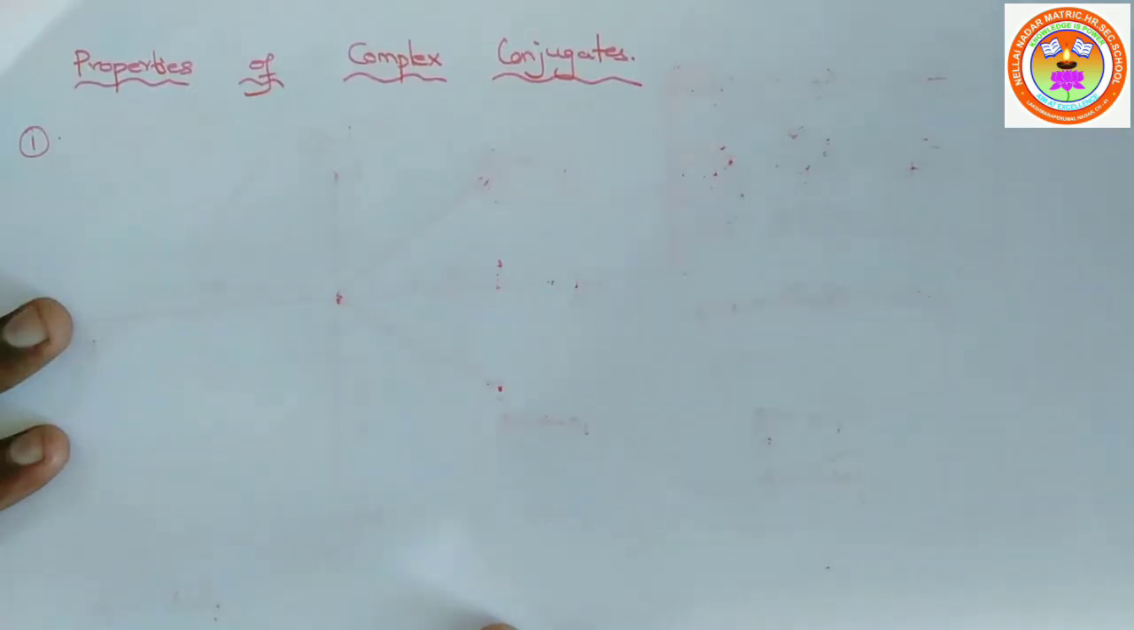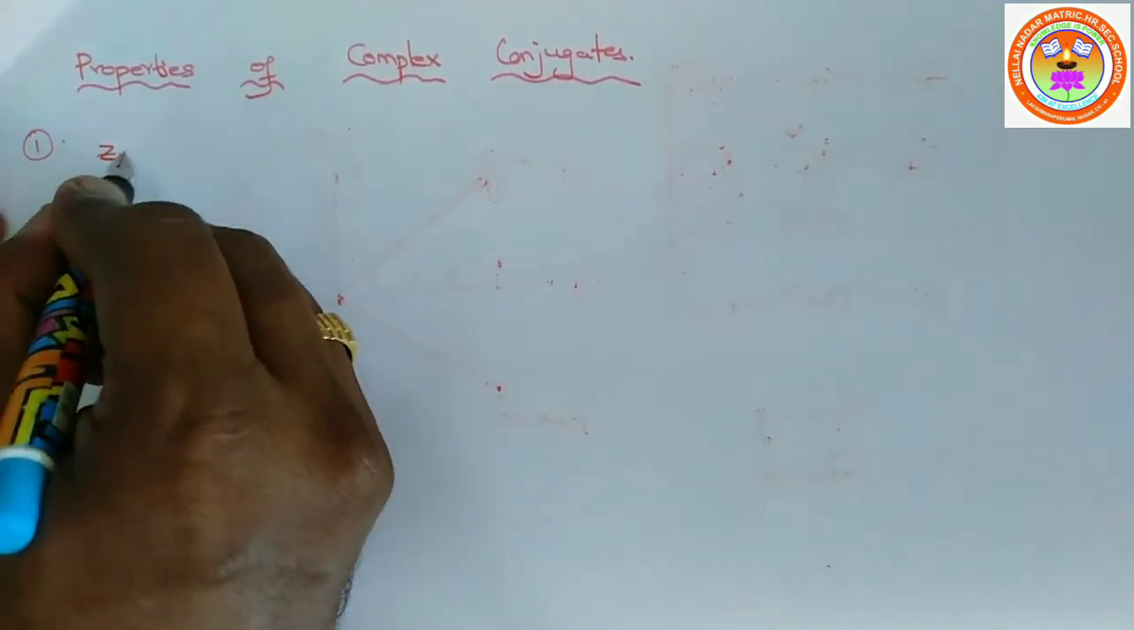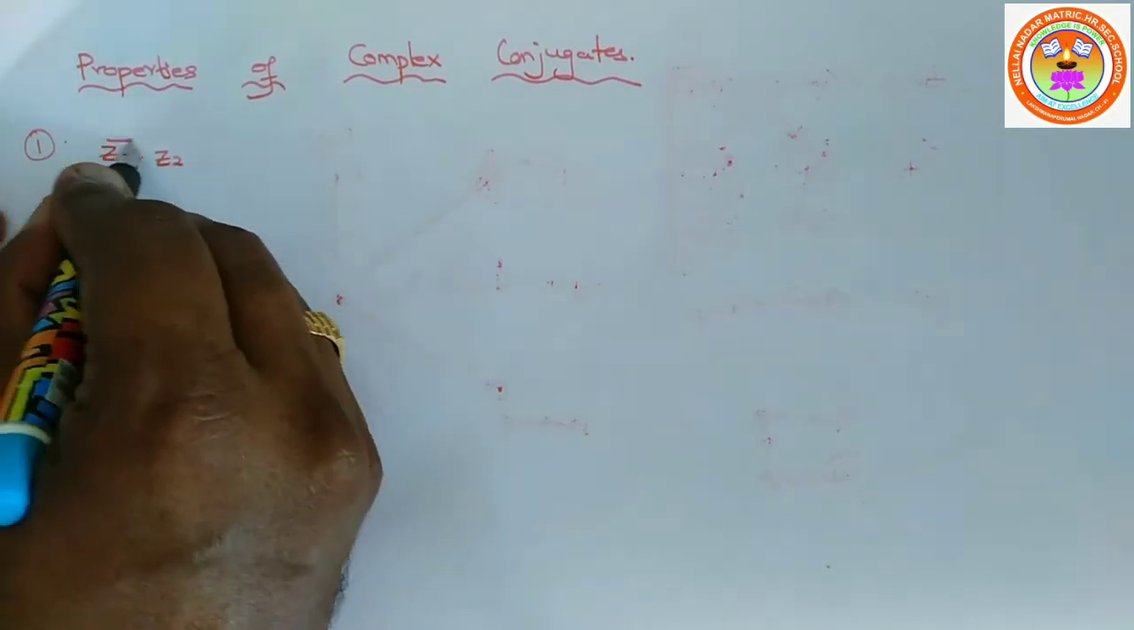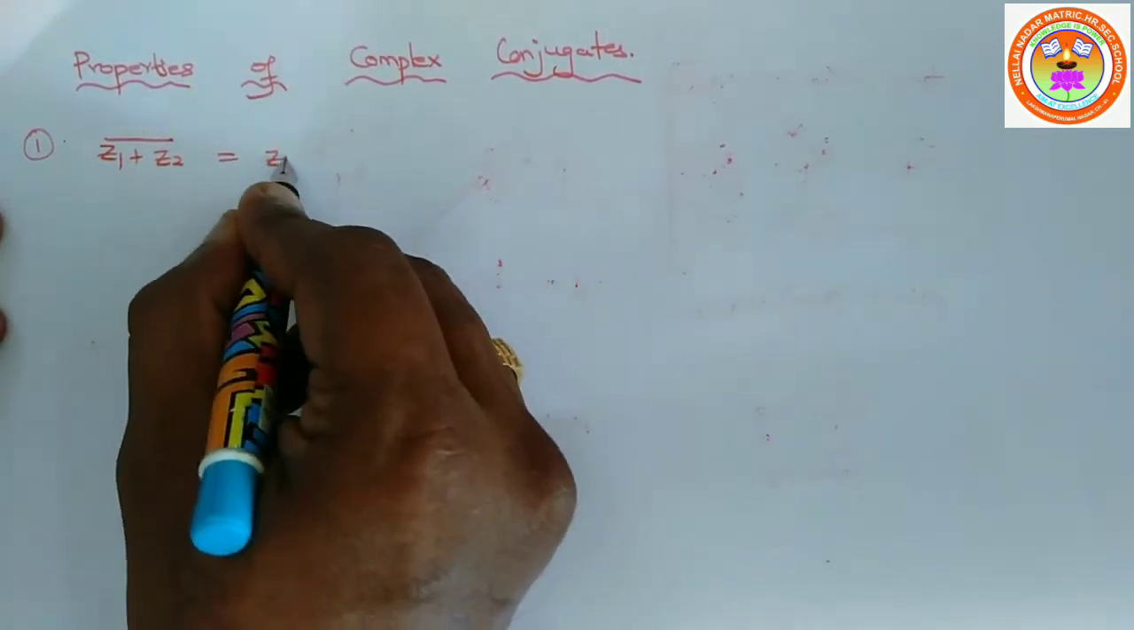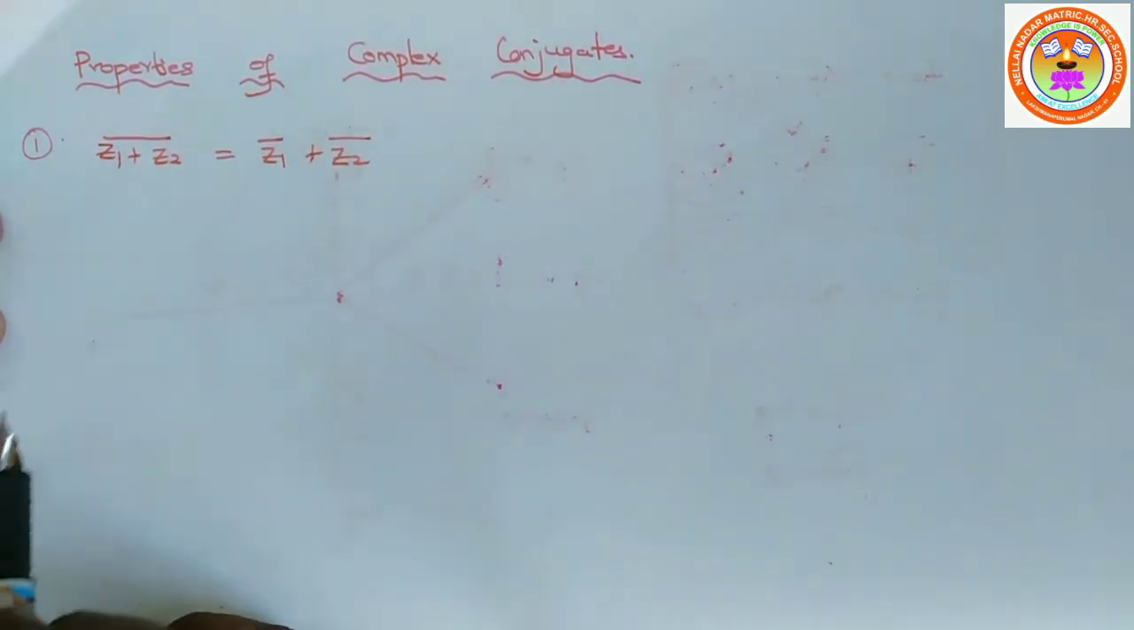Now we are entering the properties of complex conjugates. The first property is z1 plus z2, the whole bar, we can write as z1 bar plus z2 bar. What is the meaning of this?